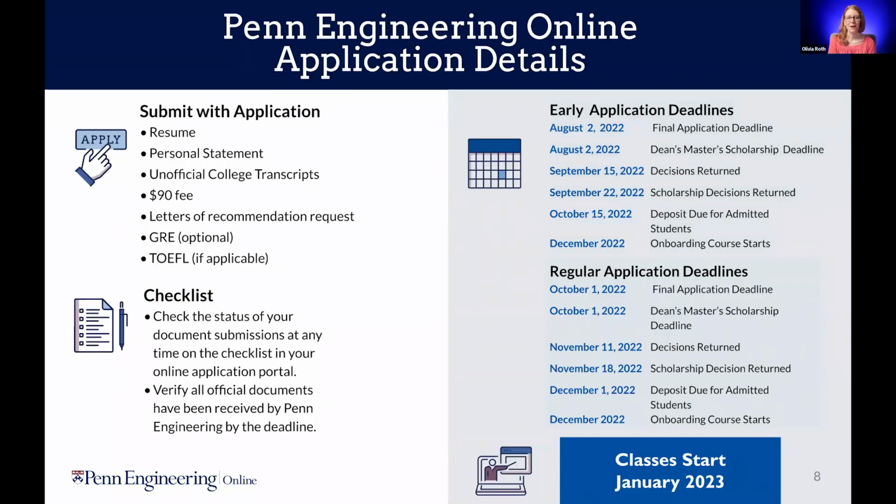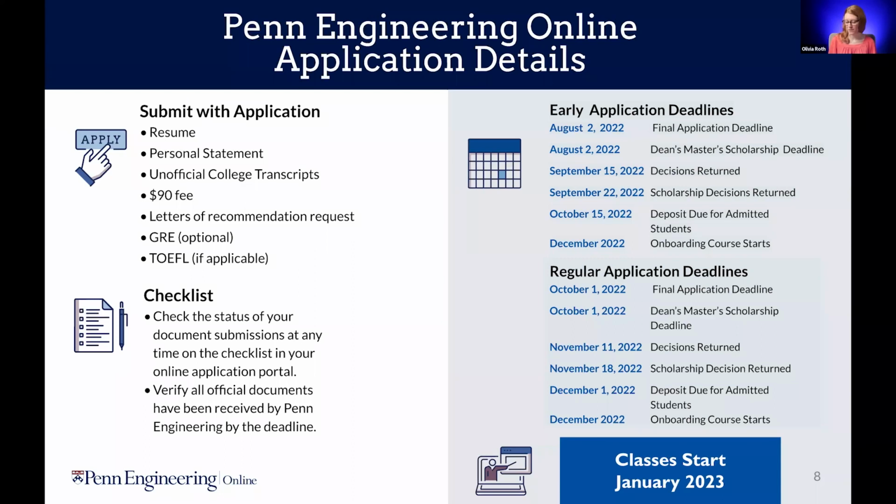So this slide talks about all the pieces that need to be submitted with an application, as well as the relevant deadlines for spring 2023. With the application, there's a couple of documents that you'll need to submit. One is a resume and another is a personal statement. There's also unofficial transcripts that you'll need to provide, a $90 application fee, and then letters of recommendation.